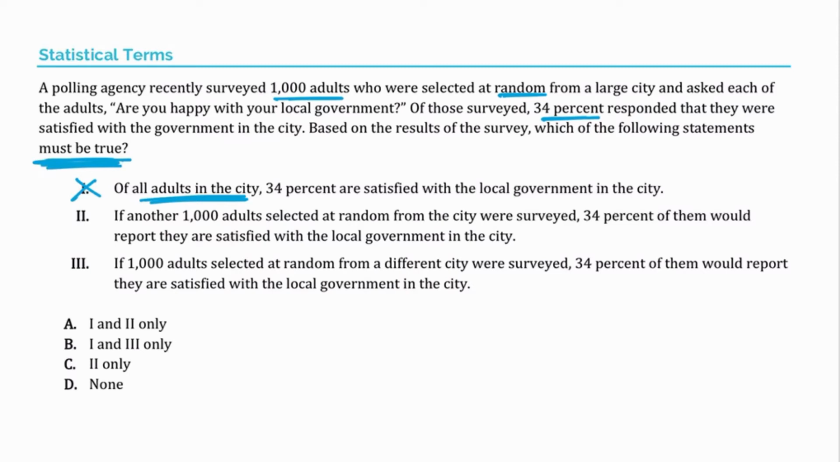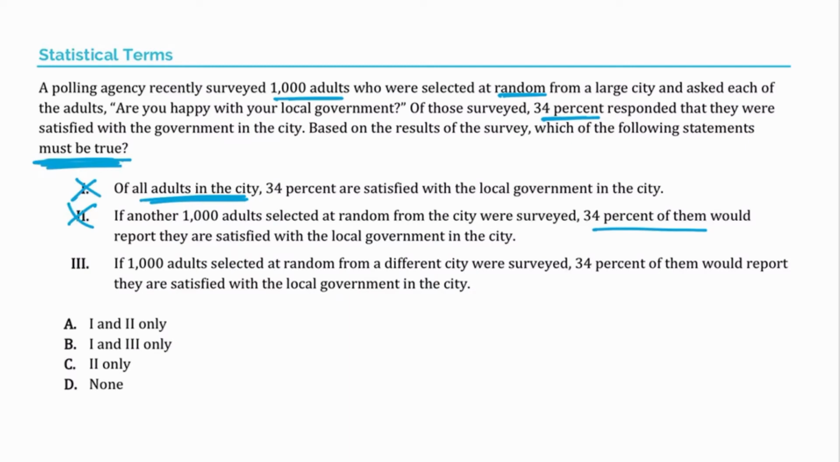What about option 2? If another 1,000 adults selected at random were surveyed, 34% of them would report they are satisfied with the local government. Okay, again, option 2 could happen. We could sample another 1,000 who could have the same 34% who approve of the government. Or of that other sample of 1,000, we could have 35% who approve, or 30%, or 20%, or 40%. It doesn't have to be exactly the same when you take another sample. So if we're looking for what must be true, option 2 doesn't have to be true. It could be true, but it doesn't have to be true.